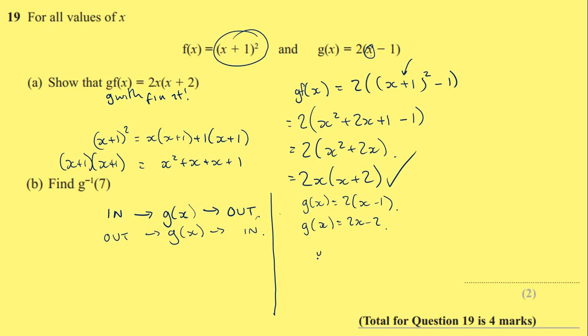Now, to rearrange this formula, we're going to try to develop a form. So I'm going to ignore g of x and I'm going to make it into y. And I'm going to make x the subject. So y plus 2 equals 2x. Y plus 2 all over 2 equals x. And this will give me my form. This here will be the g to the negative 1 of x. And this here will be where x goes.